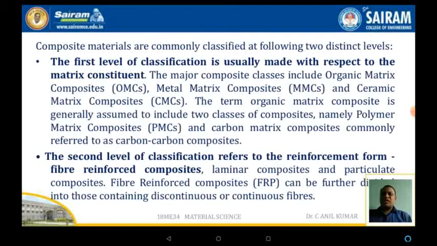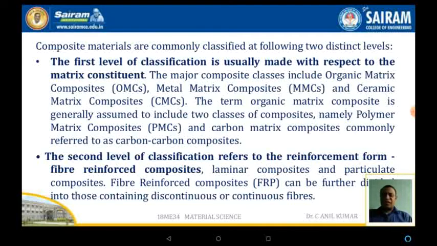Composite materials are commonly classified into two distinct levels. The first level is classified usually with respect to the mixture constituents. The major composite classes include organic matrix composites, metal matrix composites, and ceramic matrix composites. The term organic matrix composite is generally assumed to include two classes of composites, namely polymer matrix composites and carbon matrix composites, commonly referred to as carbon-carbon composites.